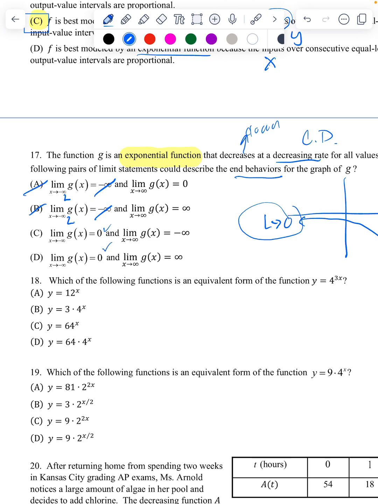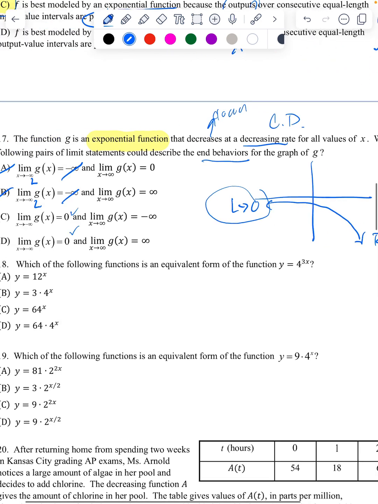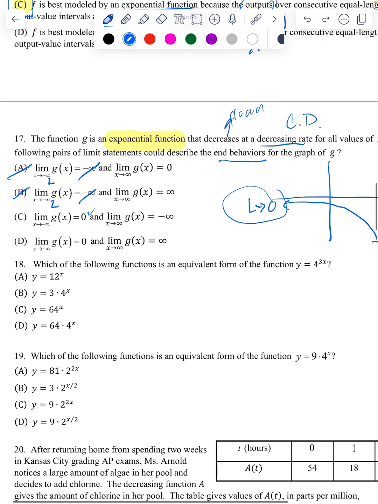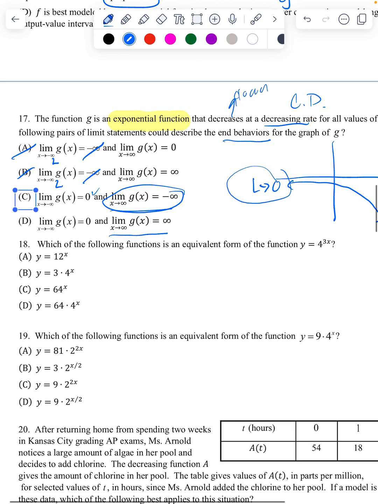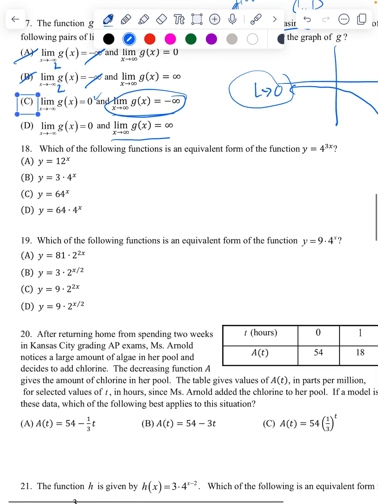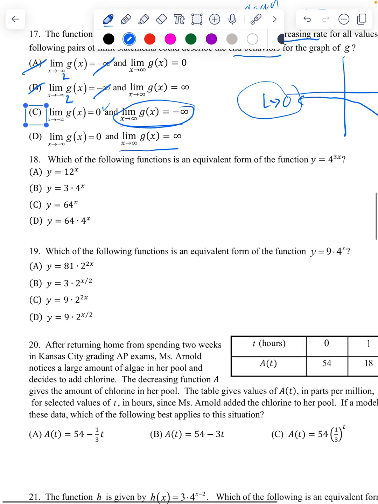These two both are correct on the left end. The right end should be approaching negative infinity. So between these two choices, this is the one. So C is going to be the proper one. Drawing the sketch ahead of time makes it a million times easier for me. Otherwise, all these answer choices are so similar, it's hard to differentiate.